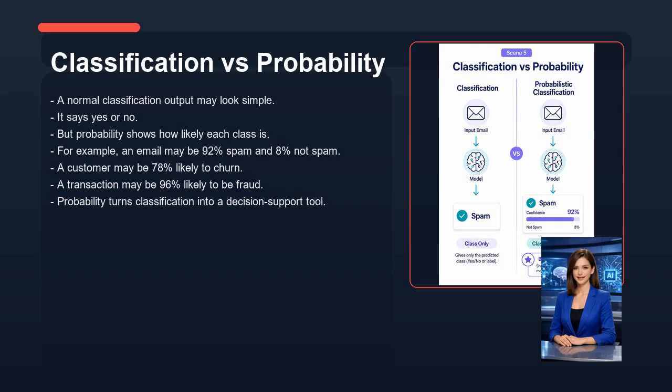Now let's look at classification versus probability. A normal classification output may look simple. It says yes or no. But probability shows how likely each class is. For example, an email may be 92% spam and 8% not spam. A customer may be 78% likely to churn. A transaction may be 96% likely to be fraud. Probability turns classification into a decision support tool.